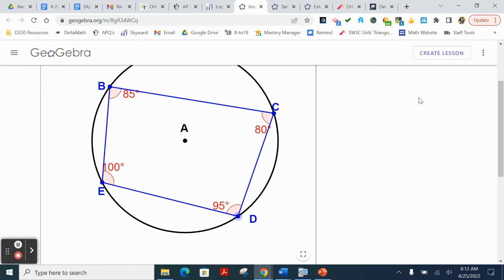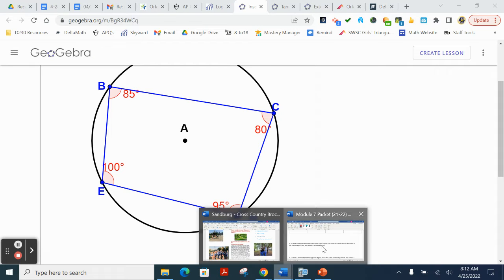All right. So even as I move them, isn't 80 and 100 still 180? And then the opposite angles here, I also change 85 and 95. When we add those guys up, those are going to add up to be 180 degrees as well.